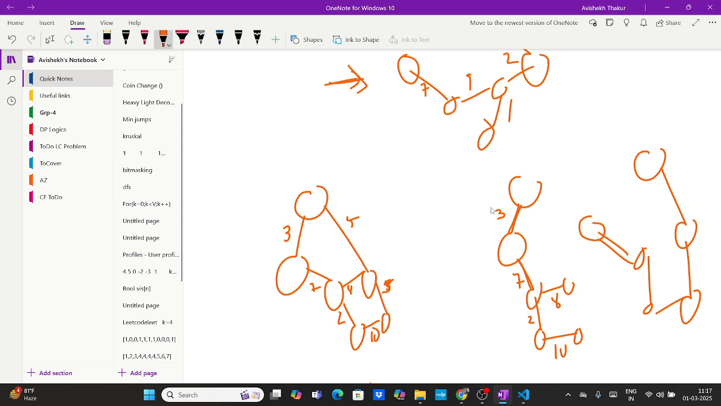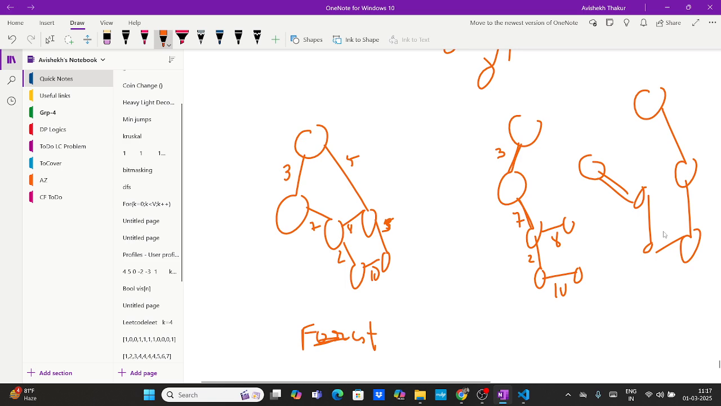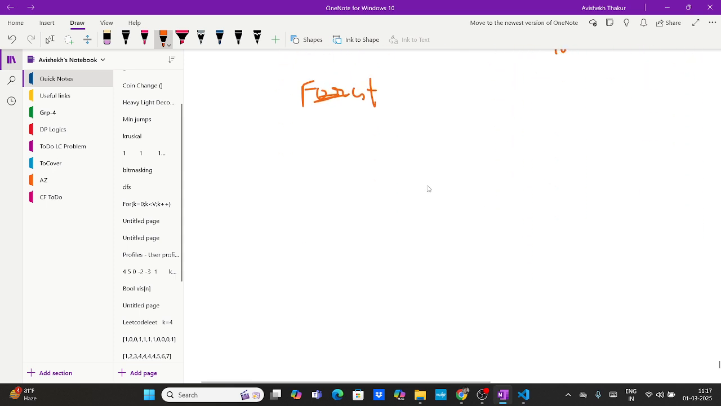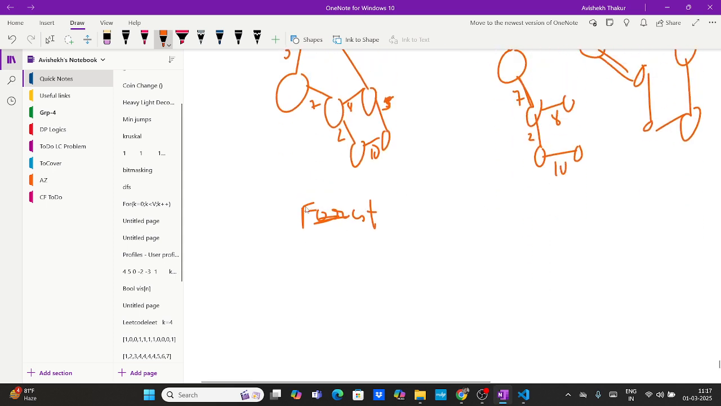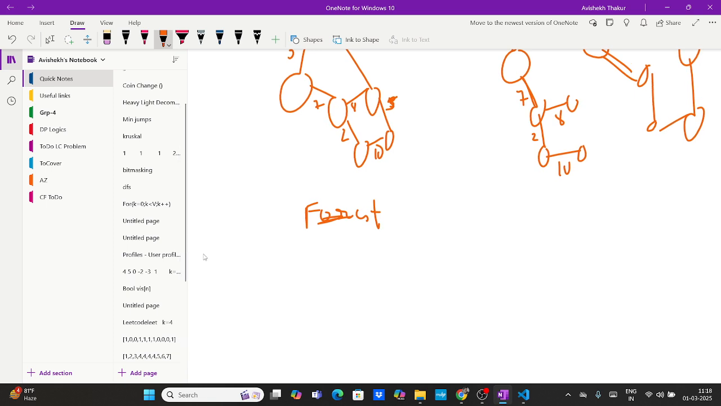Clear? So all the properties of a tree apply: there should not be any cycle, and all the nodes are reachable. And how many edges will be there in a tree given n nodes? N minus one. And you can see there are n minus 1 edges in any of the trees I have drawn: 1, 2, 3, 4, 5. Since there are many trees possible, out of all of them you should print the minimum cost. Is the question clear now, Manan? Okay, you're clear now.